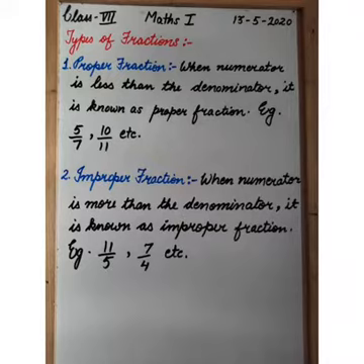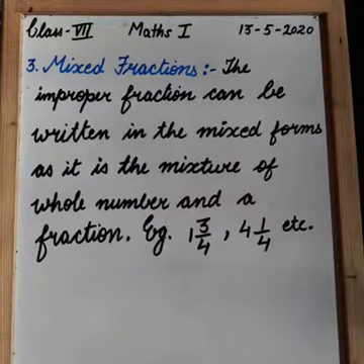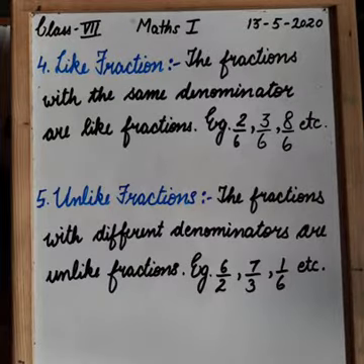Moving on to the next part, that is mixed fractions. The improper fractions can be written in the mixed form also. It is the mixture of whole numbers and a fraction. So we can say that mixed fractions are a combination of whole numbers and a fraction. We can take the example 1 3 by 4, 4 1/4, etc.